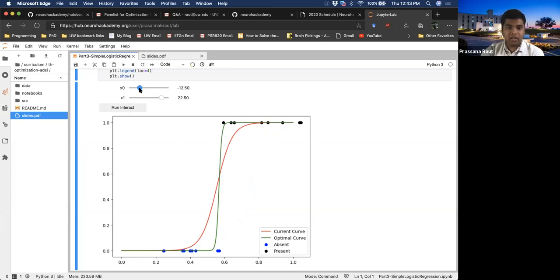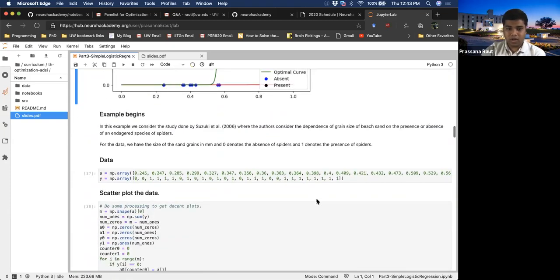The other one is if we change x1. You can see the center moves, and the curve becomes sharper as we make it bigger, and decreasing it would make it flatter. So this is the effect of x0 and x1 on the logistic curve.